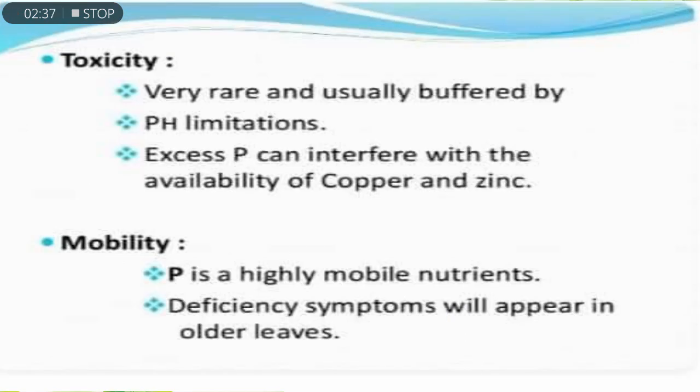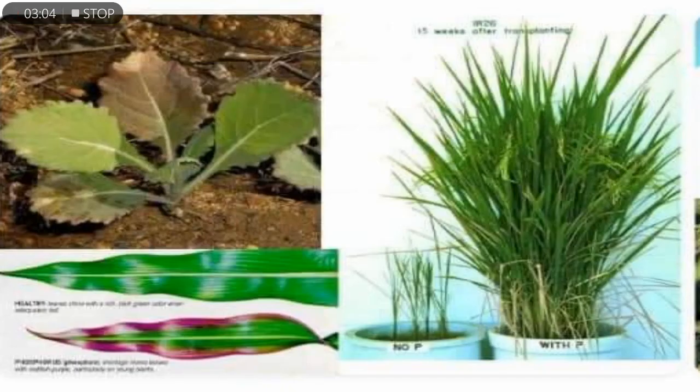Toxicity is very rare and usually buffered by pH limitations. Excess phosphorus can interfere with the availability of copper and zinc. Mobility: as I told you yesterday, a mobile nutrient is one that can be moved from one place to another. Phosphorus is a highly mobile nutrient. Deficiency symptoms will appear in older leaves.